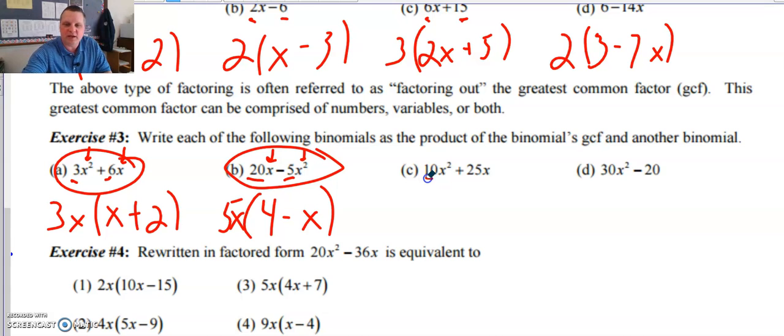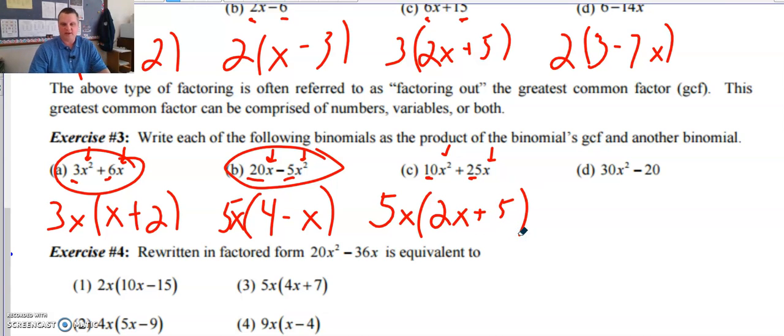When I get to letter C, I have a 10 and a 25. The greatest common factor of 10 and 25 is 5. Again, 2 x's and 1 x, so I have an x. Therefore, I'm left with a 2x plus 5, and that's factored.